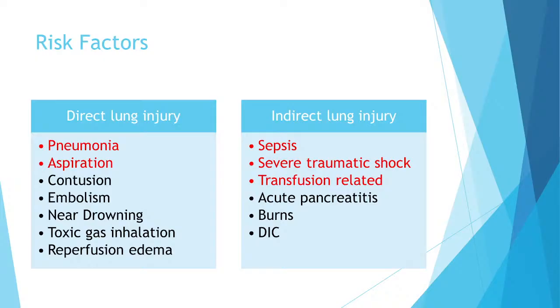What are indirect injuries? There is some pathophysiology happening somewhere else in your body, and that is leading to some hyperinflammatory state in your body, and that is leading to your lung injury, like in sepsis or trauma, not to the chest but to another place, where the patient is in severe traumatic shock, or there is transfusion associated lung injury, or secondary to acute pancreatitis, burns or disseminated intravascular coagulation.